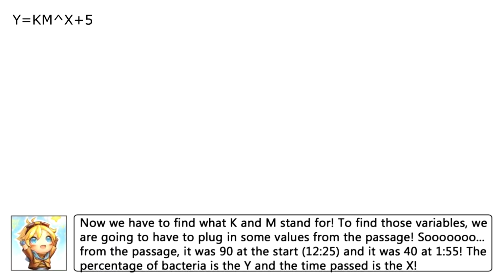Now we have to find what k and m stand for. To find those variables, we are going to have to plug in some values from the passage. So, from the passage, it was 90% at the start, which was 12:25, and it was 40% at 1:55. The percentage of bacteria is the y, and the time passed is the x.